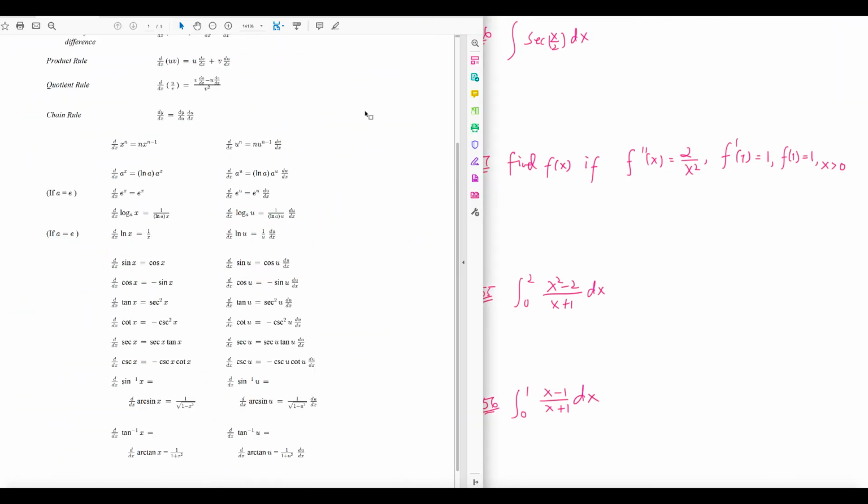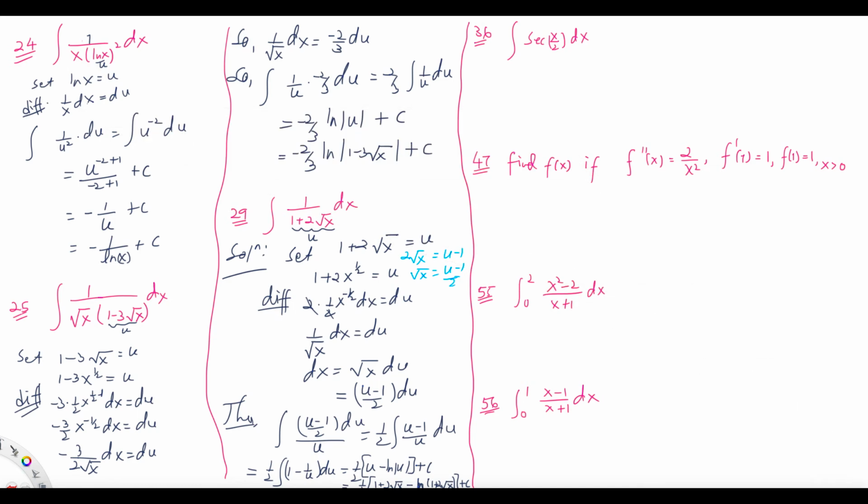Let me show you that. What is the derivative? You see that the derivative of secant x is secant x tangent x, but the antiderivative of secant, do you remember we did in the last slide?